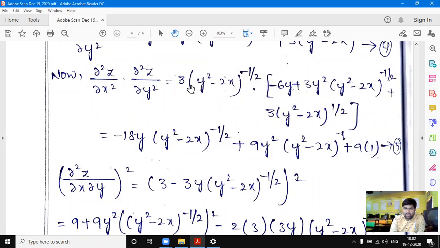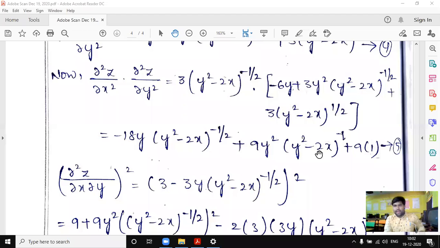So next one, 3 into 3 is 9. Here one y² is there. So y² into (y² − 2x) whole to the power of −1/2 into (y² − 2x) whole to the power of −1/2. This is y² − 2x and this is also y² − 2x. Bases are equal. If you multiply, the powers should be added: (y² − 2x) whole to the power of −1/2 − 1/2. −1/2 − 1/2 becomes −2/2, which is nothing but −1.